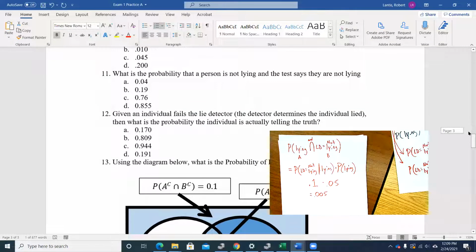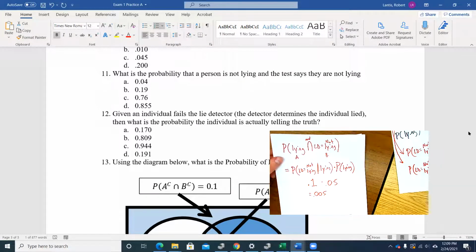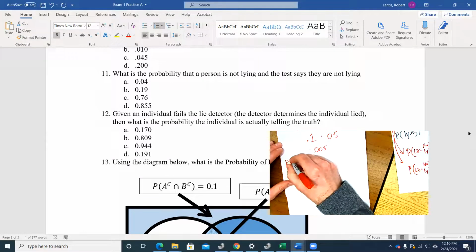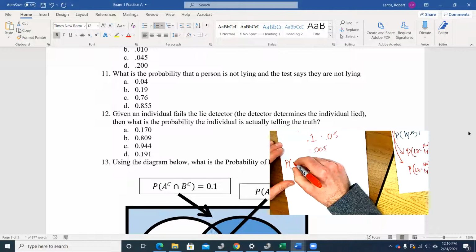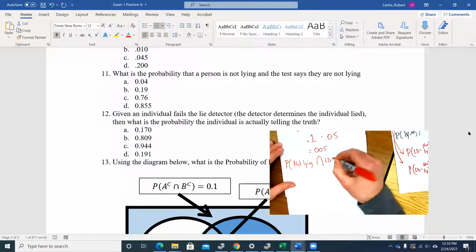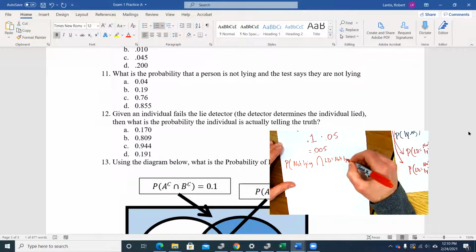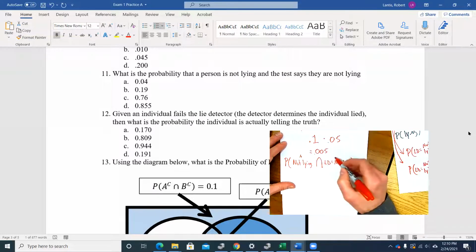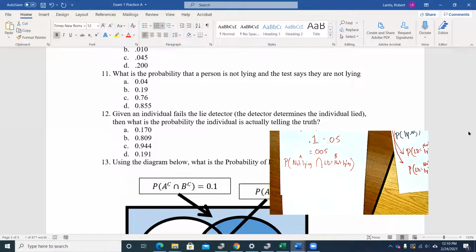So then on 11, what's the probability that somebody is not lying and the test says they're not lying? Okay. So it's going to be a very similar problem. So now it's, what's the probability that somebody is not lying, and, right, the test says that they're not lying. Okay. So once again, we can think about this as our A, and this is our value for B.